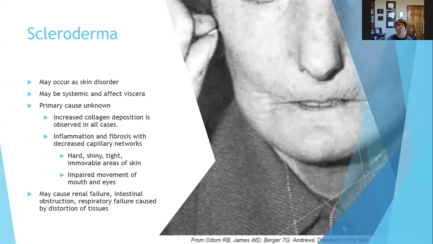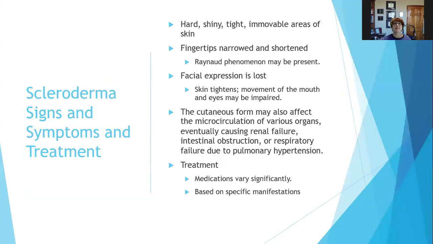And it can result in impaired movement of the mouth and eyes because of that tight skin. It can also cause renal failure, intestinal obstruction, and respiratory failure caused by distortion of tissues. So it's pretty serious. There are a lot of signs that you can see, those hard, shiny, tight, immovable areas of skin. Fingertips are narrowed and shortened. And Raynaud's phenomenon might be present, where you have extreme reaction to cold in one or more fingers. Facial expression can be lost because the skin tightens and the movement of the mouth and eyes can be impaired.